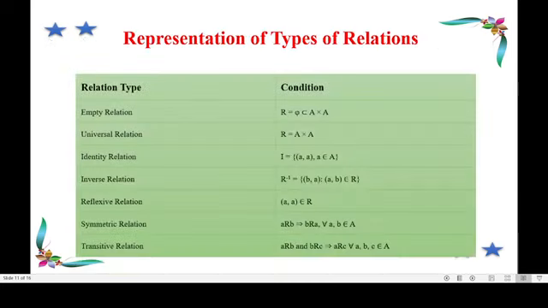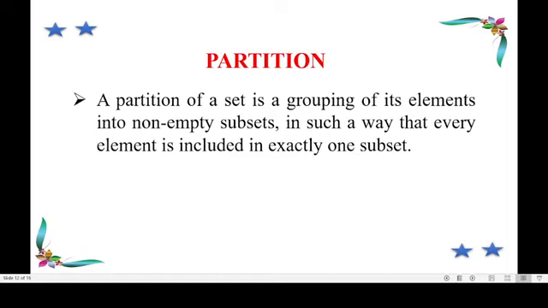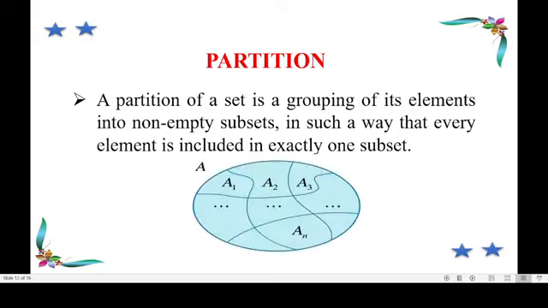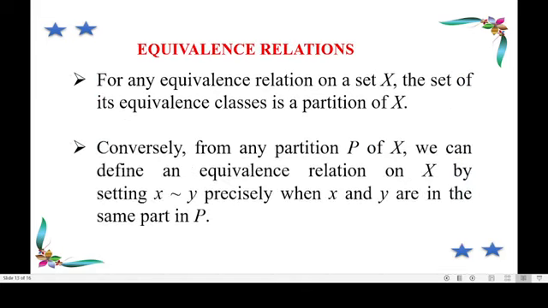Next, let us consider the representation of types of relations. The relation types are empty relation, universal, identity, inverse, reflexive, symmetric, transitive. And let us consider partition. A partition of a set is a grouping of its elements into non-empty subsets in such a way that every element is included in exactly one subset. Now let us consider equivalence relation. For any equivalence relation on a set X, the set of its equivalence classes is a partition of X.